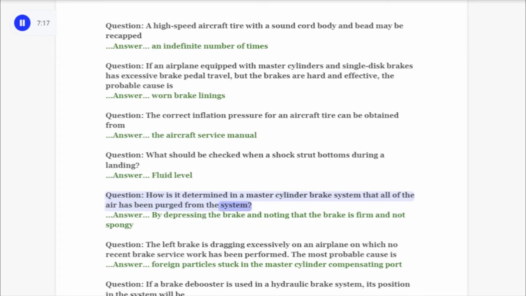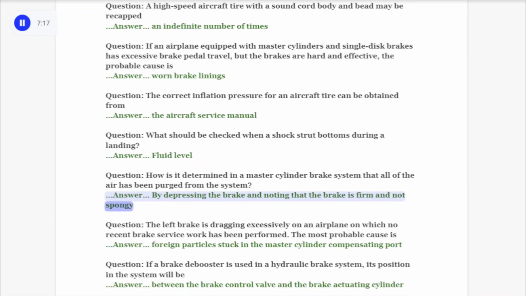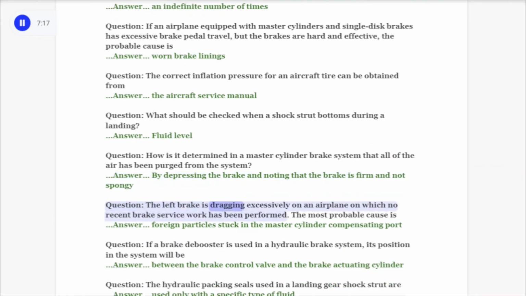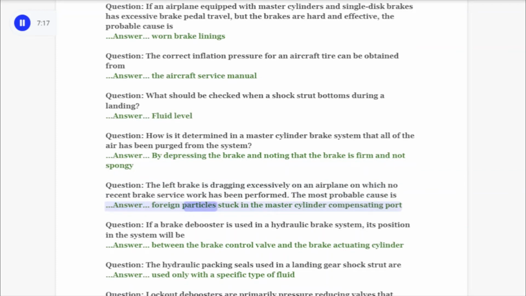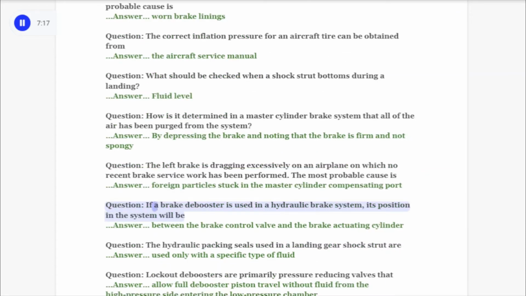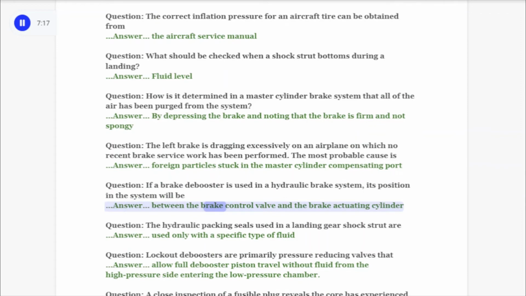Question: how is it determined in a master cylinder brake system that all of the air has been purged from the system? Answer: by depressing the brake and noting that the brake is firm and not spongy. Question: the left brake is dragging excessively on an airplane on which no recent brake service work has been performed. The most probable cause is: answer: foreign particles stuck in the master cylinder compensating port. Question: if a brake debooster is used in a hydraulic brake system, its position in the system will be: answer: between the brake control valve and the brake actuating cylinder.